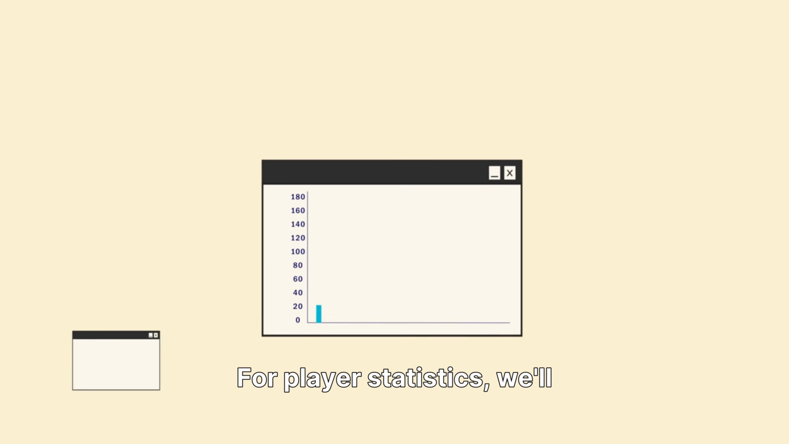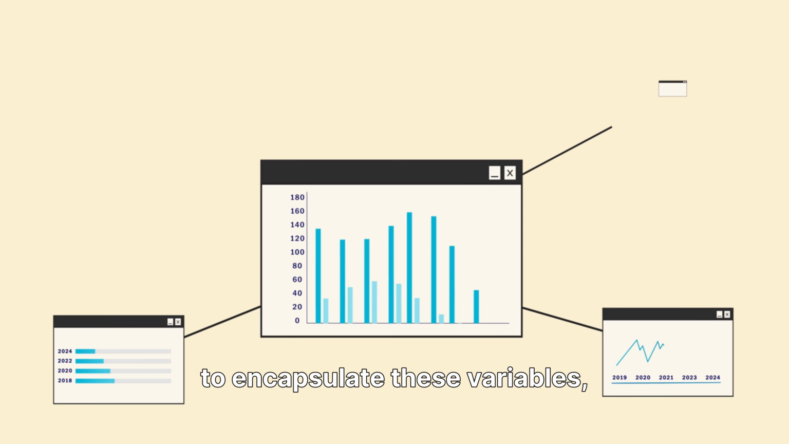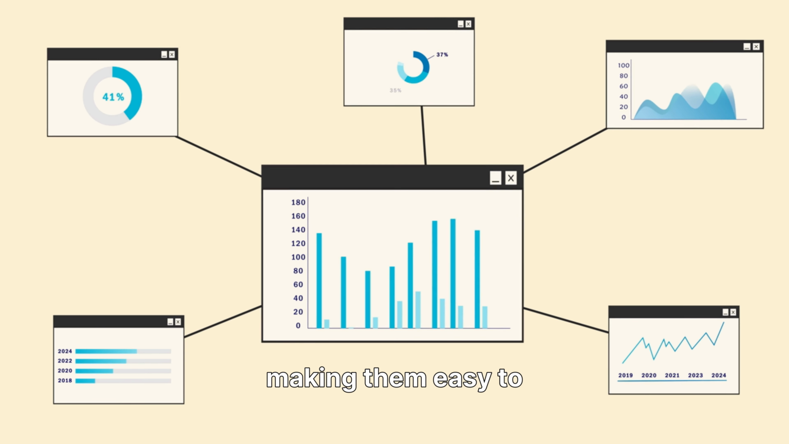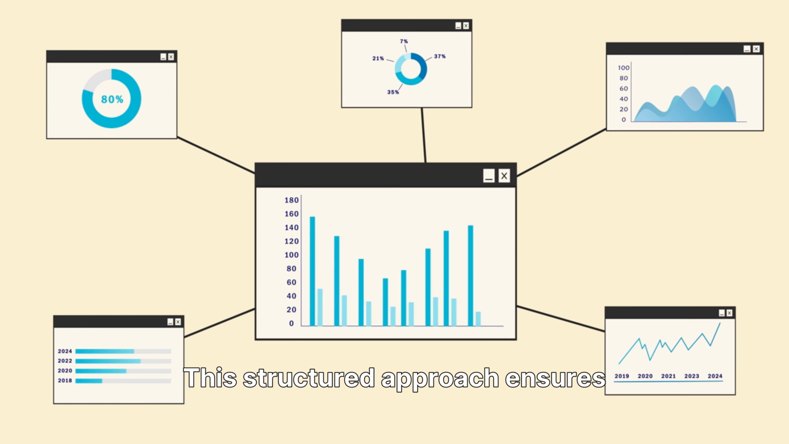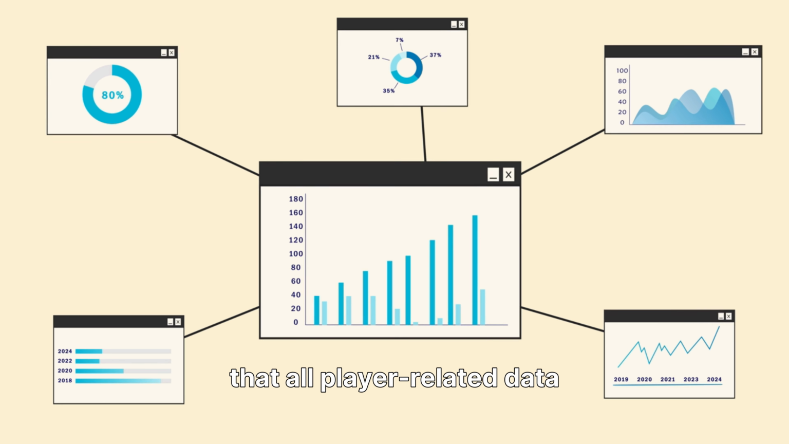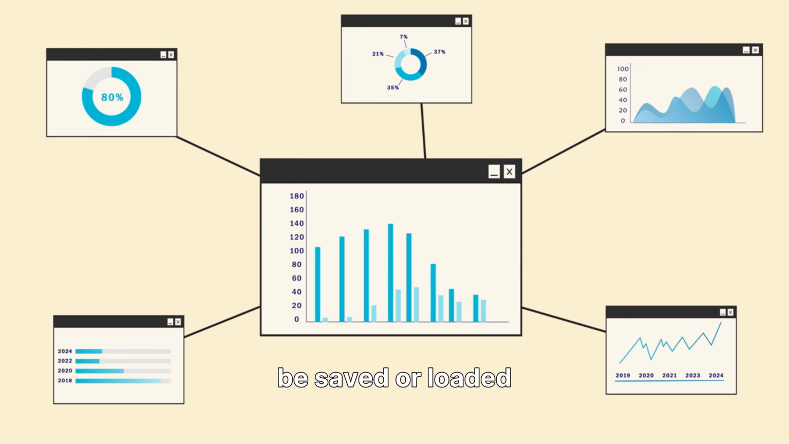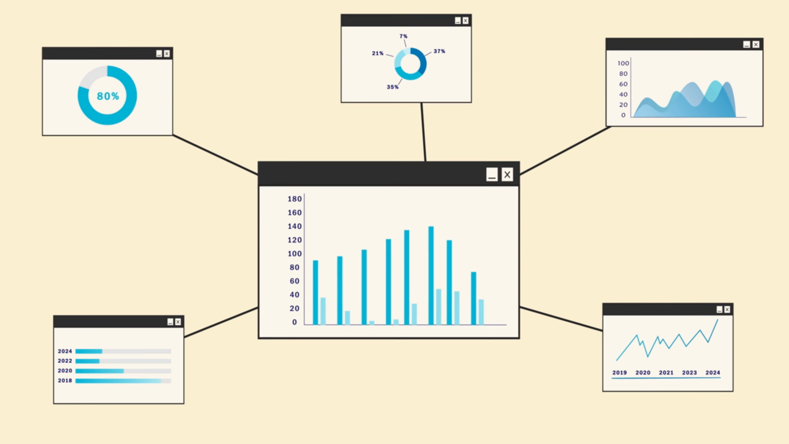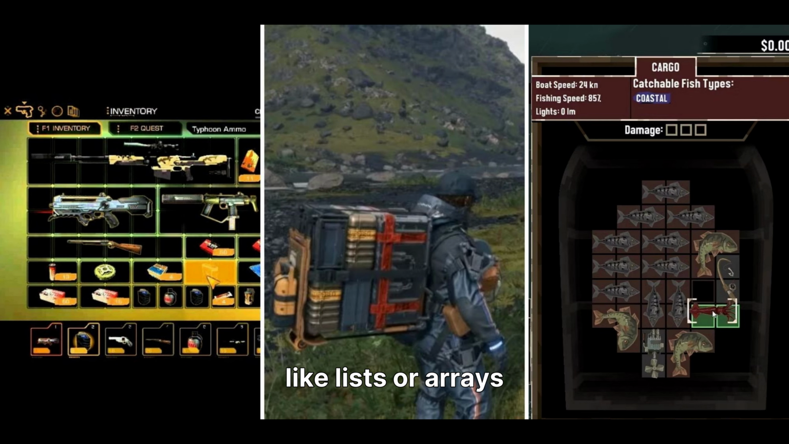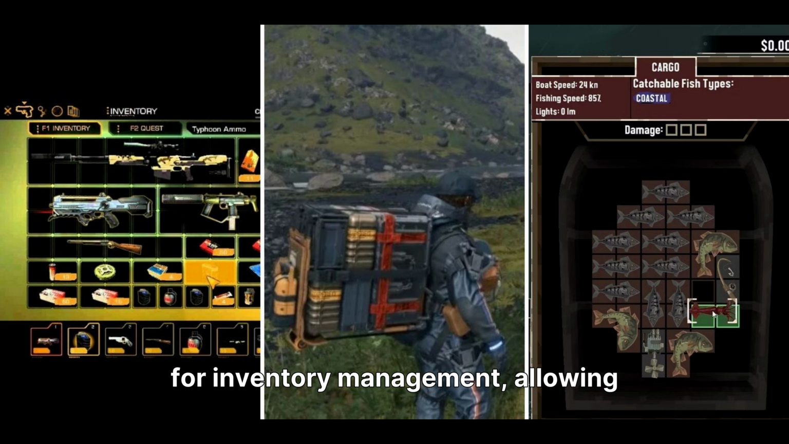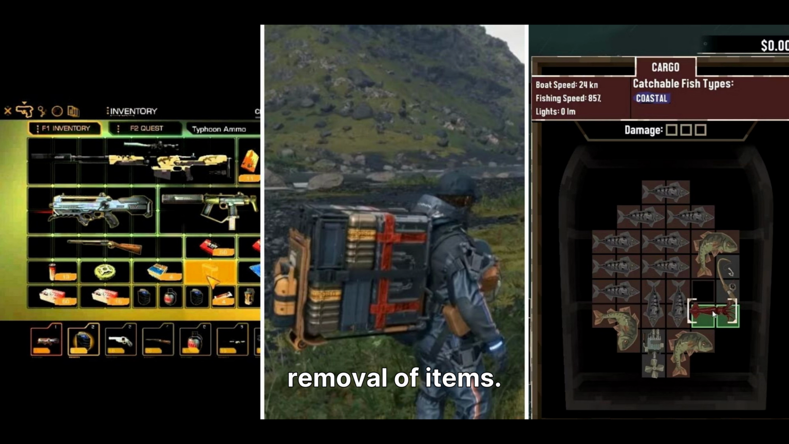For player statistics, we'll create a C# class to encapsulate these variables, making them easy to manage and serialize. This structured approach ensures that all player-related data is organized and can be saved or loaded as a single, cohesive unit. Consider using data structures like lists or arrays for inventory management, allowing for dynamic addition and removal of items. For example, a List<string> could store item names, or a List<InventoryItem> could hold more complex item objects, adapting as players collect or use items.